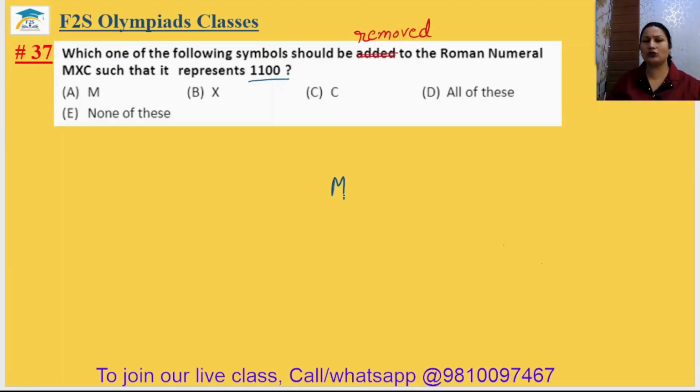Because M stands for 1000 and C stands for 100. So for 1100, it should be MC. So if we remove X from here, then it represents 1100. So that's why the answer should be B. And here there is a typo. It should be removed. The 37th answer is B.